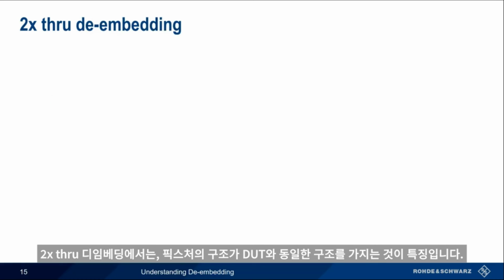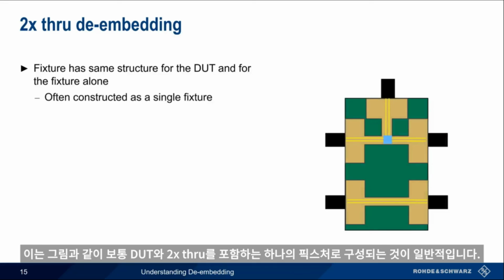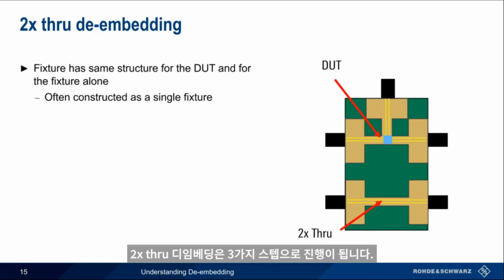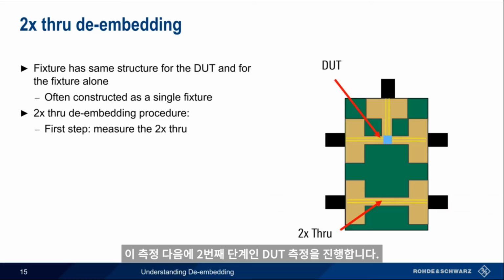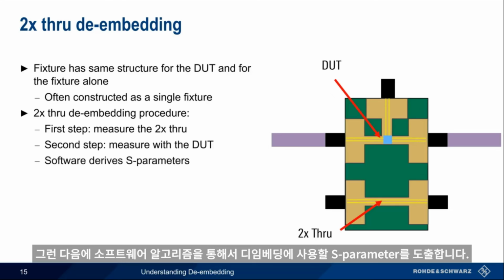In 2x through de-embedding, we use a fixture that has the same structure for the DUT and for the fixture alone. These are often constructed together as a single fixture containing both a DUT and a 2x through. The 2x through de-embedding procedure has 3 steps. First, we make a measurement of the 2x through. After this measurement is made, we then make a second measurement, this time with a DUT. Special software algorithms then derive the S-parameters used for de-embedding.